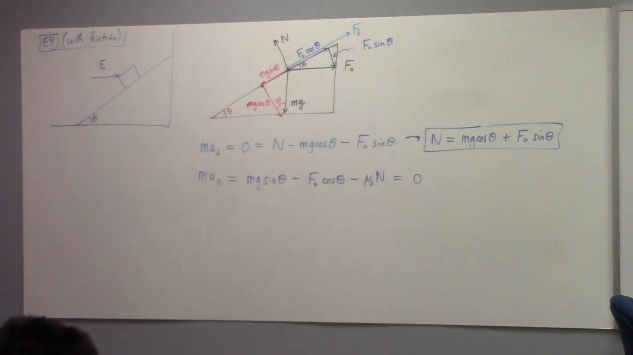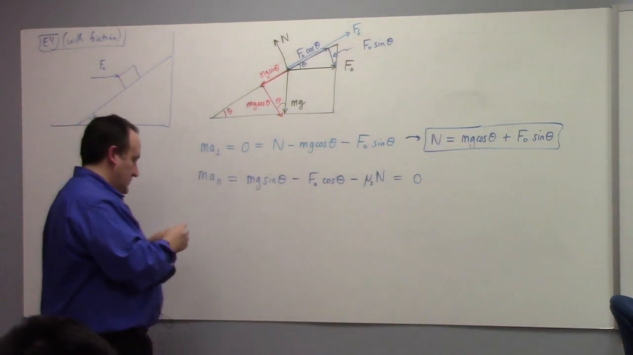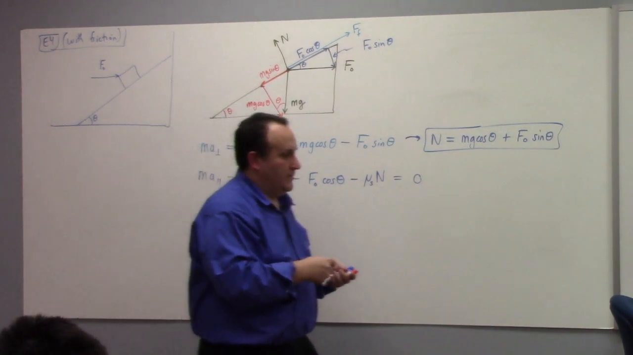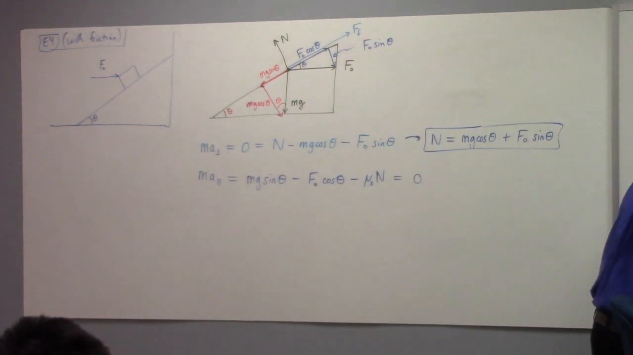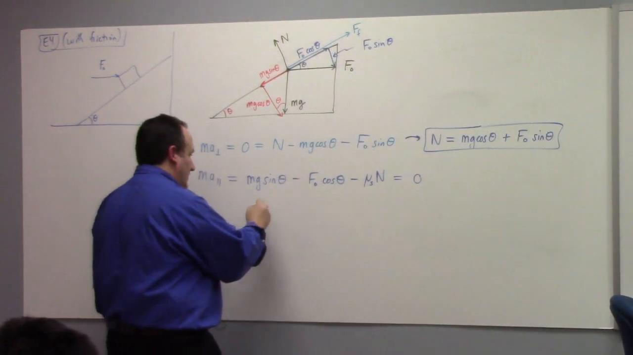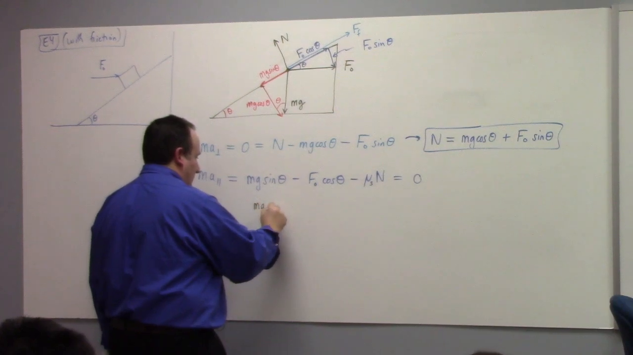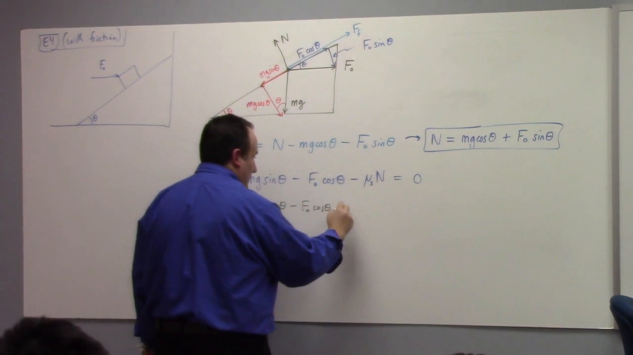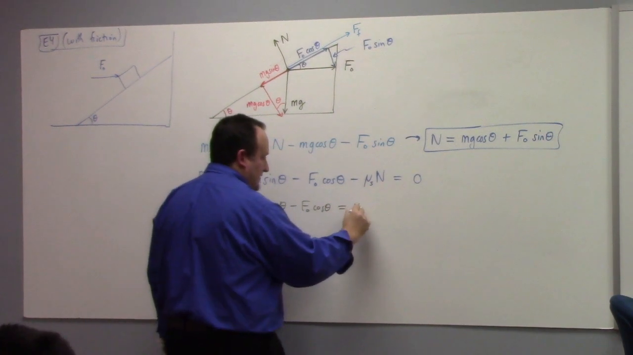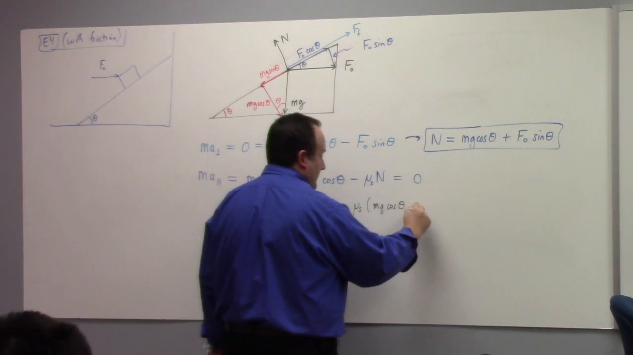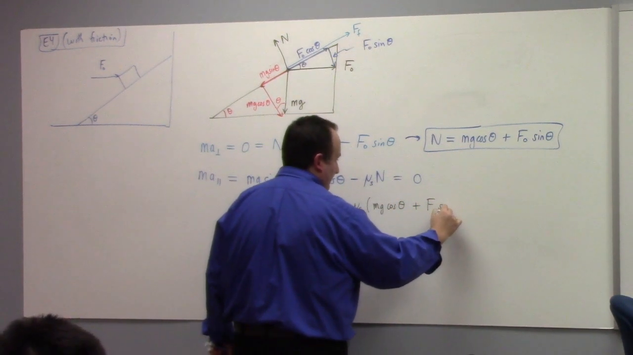Yep. And then you can try to solve that. And I don't know, I mean, I can try. So what you got was mg sine theta minus F0 cosine theta equals mu sub s times N, but N was mg cos theta plus F0 sine theta.